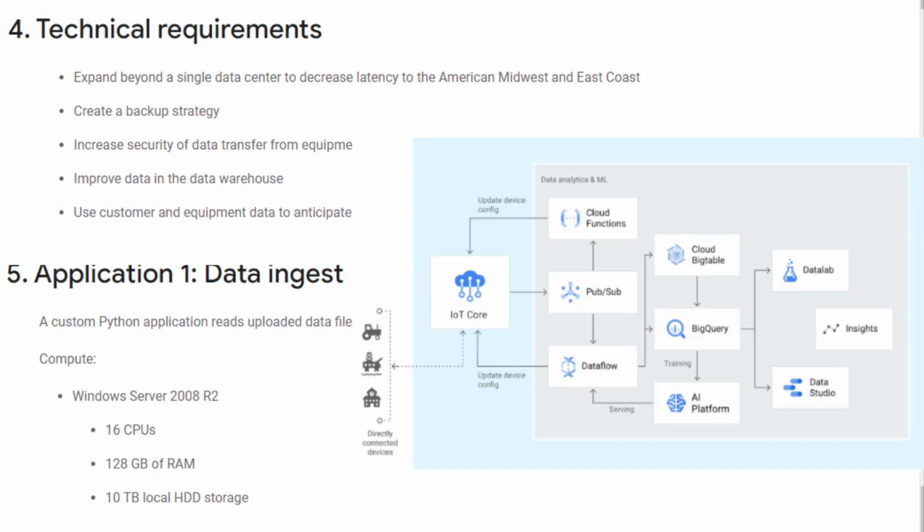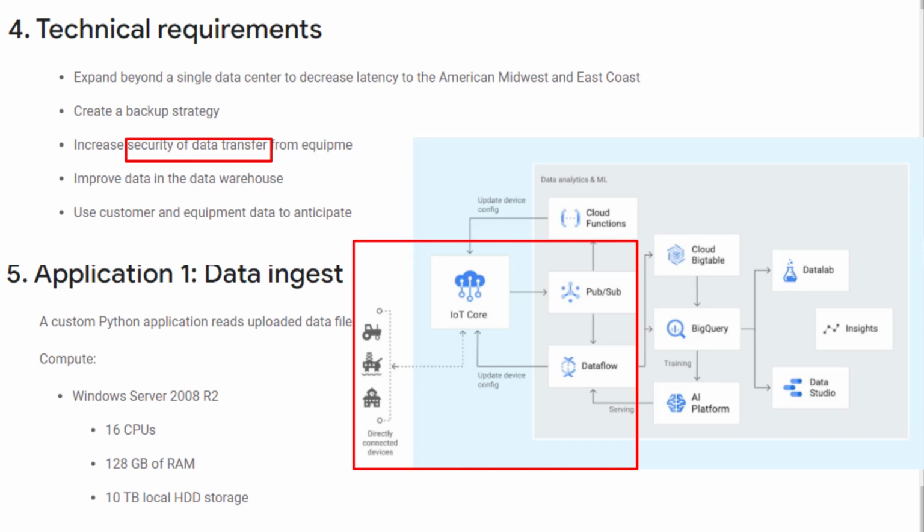Cloud IoT Core is a fully managed service to easily and securely collect, manage, and ingest data from globally dispersed devices. It establishes two-way communication with your devices, so it will decrease the wait time. Then Cloud IoT Core uses Cloud Pub/Sub for real-time messaging to ingest data into Cloud Dataflow for real-time data processing.